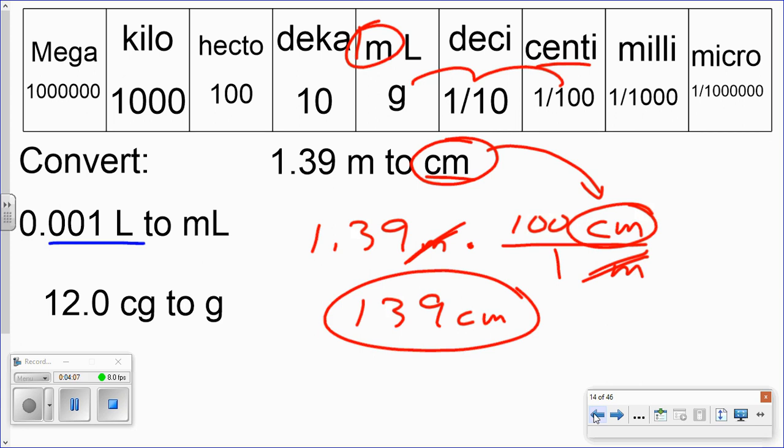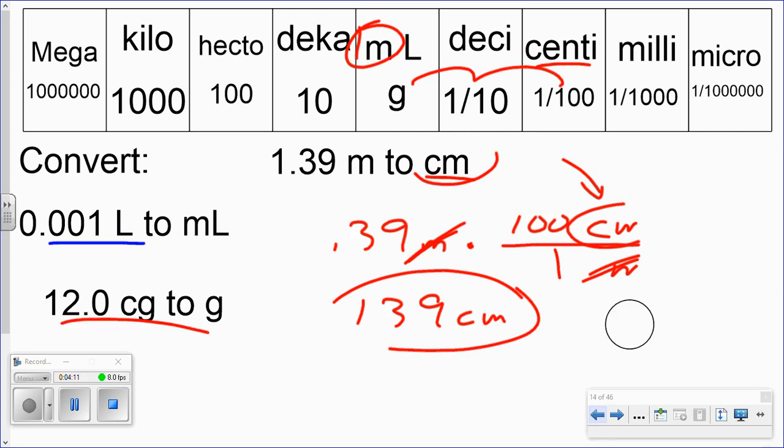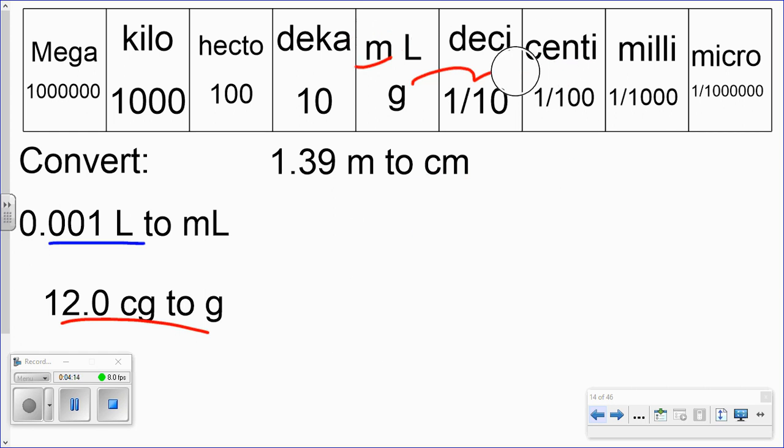Okay, let's do this one right here, centigrams to grams. I skipped it initially, but I'm going to go back to it. Let's get rid of all this stuff here. I have 12 centigrams, and I want to convert that to grams. So what do we do? Dot line. That's multiply by a ratio or multiply by a conversion factor.